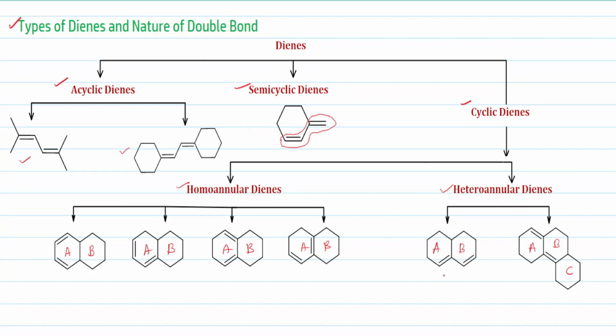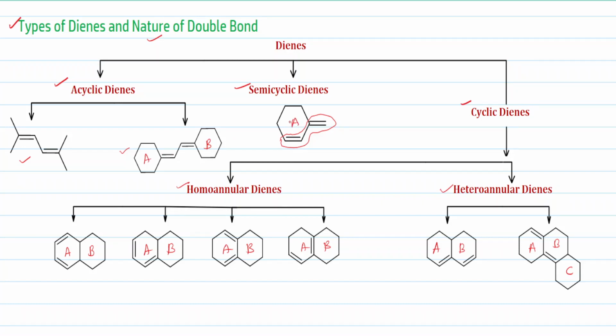Here one double bond is present in the A ring and one double bond is present in the B ring, but they are in conjugation. Now here A, B and C: A possesses one double bond whereas B possesses the second double bond, which are in conjugation. Now here we will see the nature of the double bond.